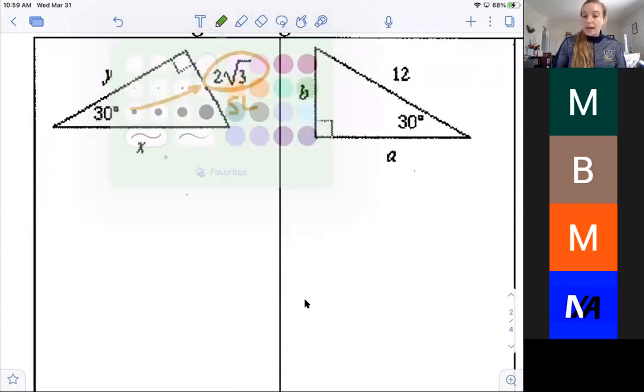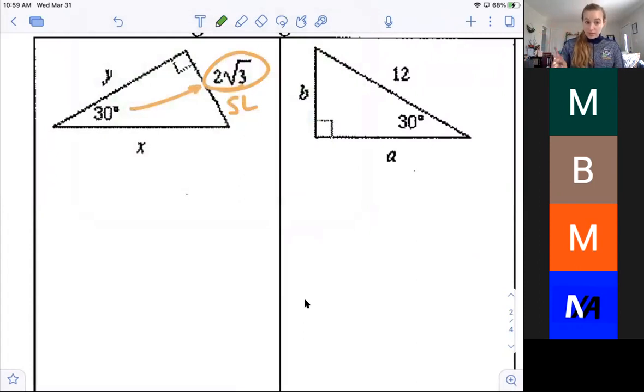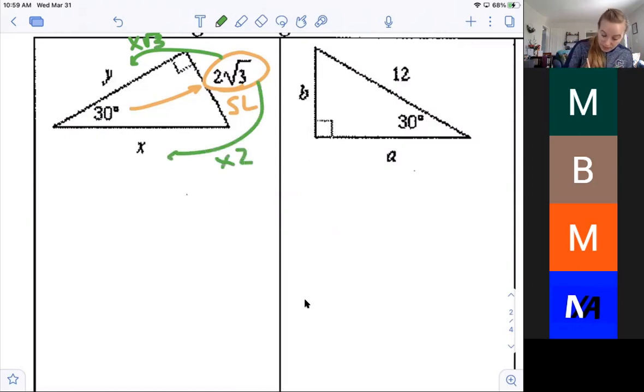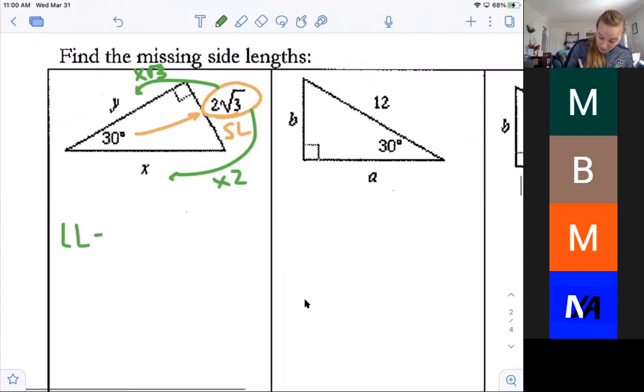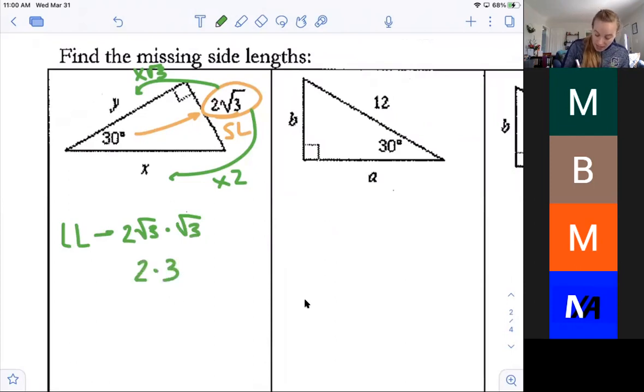Since I have the short leg, I need to grow. I need to get bigger in both of these. So to go to the long leg, I'm going to multiply by root 3. To go to the hypotenuse, I'm going to multiply by 2. And I'll do one of these one at a time. So long leg. I have to do my short leg, which is 2 root 3, and I need to multiply that by root 3. 2 root 3 times root 3 is like 2 times 3, and then 2 times 3 is 6, so y, or my long leg, is equal to 6.